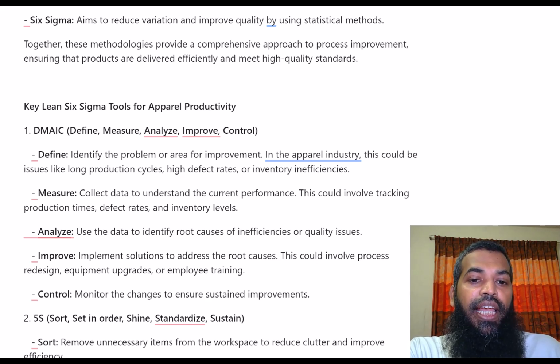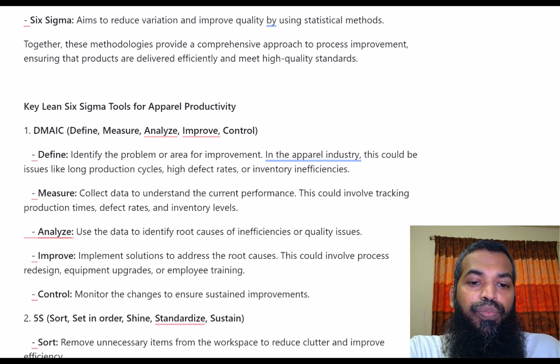So in the next phase, analyze, use the data to identify root causes. Here root cause is very much important for us. In most cases, we forget to analyze the root causes. We go for the solution only. Without having the right root cause, we can't go for the long-term solution. So we should have root cause analysis.